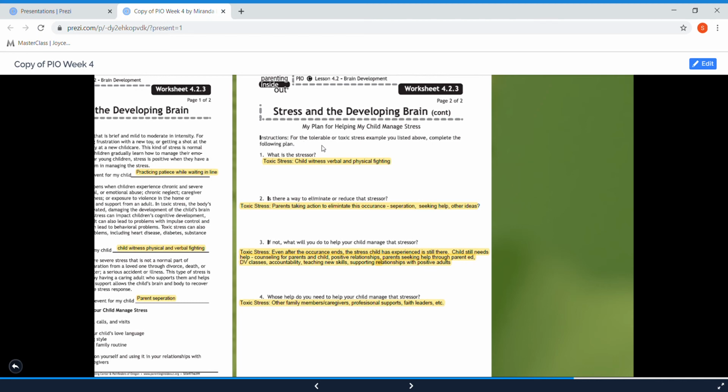So the instructions: for the tolerable or toxic stress examples you listed above, complete the following plan. I chose one of my toxic stress examples. So what is the stressor? Child witnesses verbal and physical fighting. And then it asks, is there a way to eliminate or reduce the stress? So, parents taking action to eliminate this occurrence. This could be separation. This could be seeking help. And then I asked if there are any other ideas, because if we were in class, I would encourage a brainstorm here. Number 3 says, if not, what will you do to help your child manage that stressor?